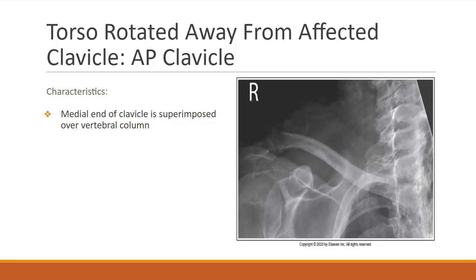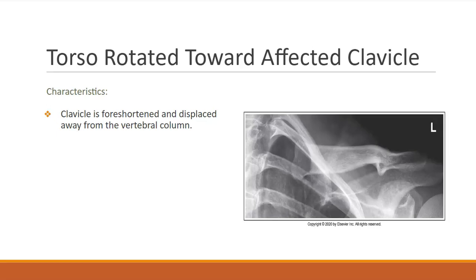When evaluating an AP clavicle projection, rotation of the torso can impact the appearance of the clavicle and its relationship with the vertebral column. If the torso is rotated away from the affected clavicle, the medial clavicular end shifts towards the vertebral column, resulting in superimposition over its structures. This rotation also causes longitudinal foreshortening of the clavicle.